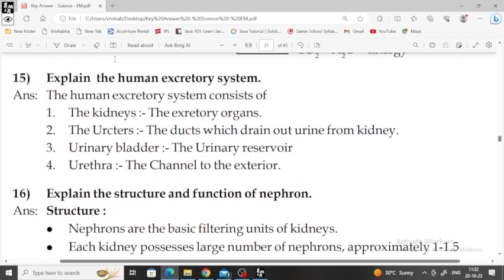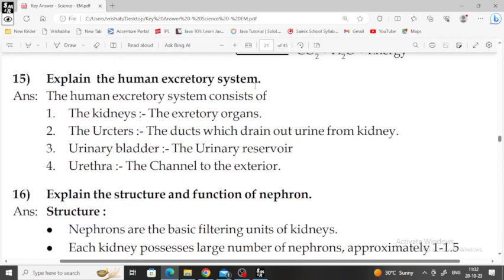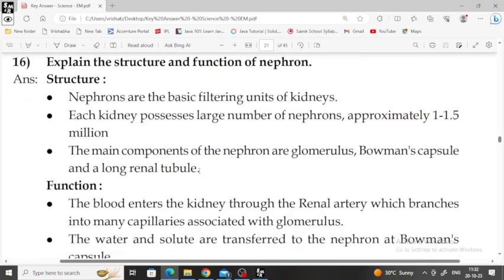Explain the human excretory system. The human excretory system consists of the kidneys, the excretory organs; the ureters, the ducts which drain urine from the kidneys; the urinary bladder, the urinary reservoir; and the urethra, the channel to the exterior.